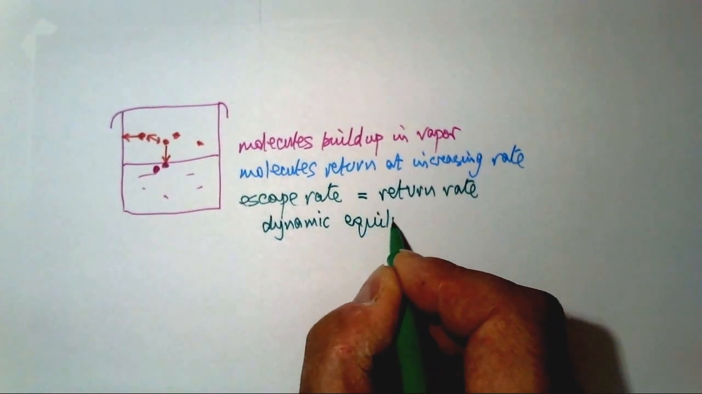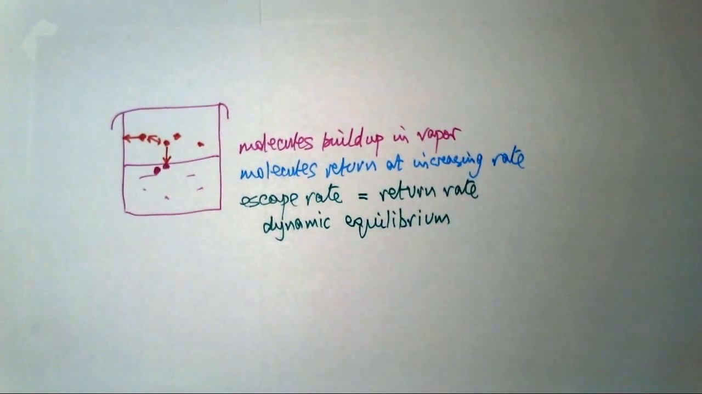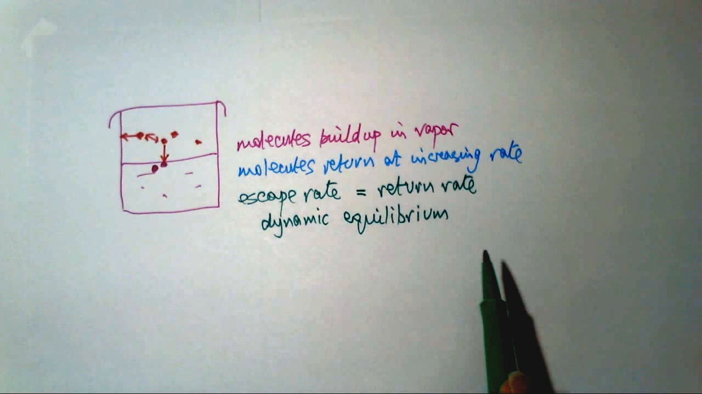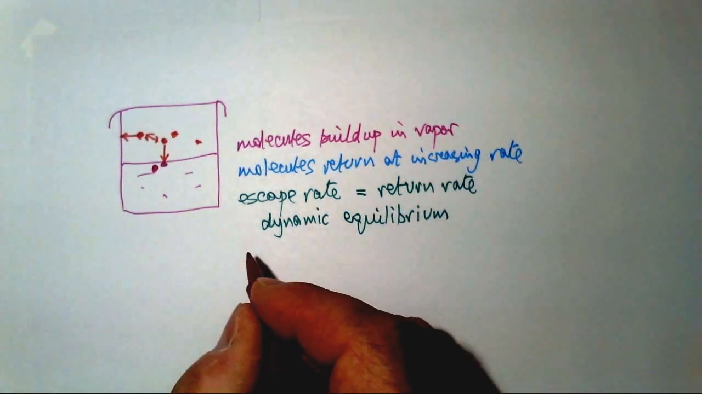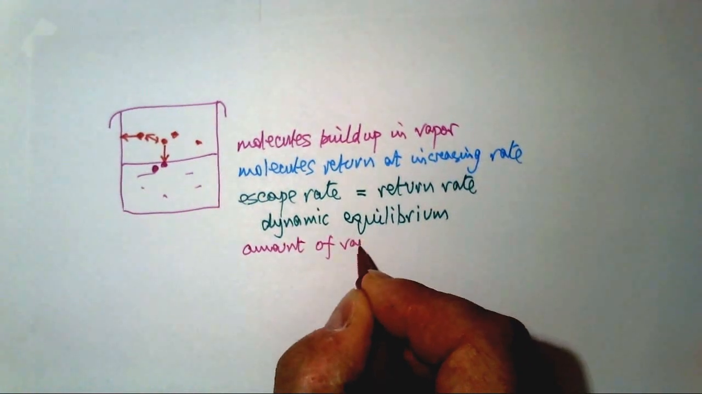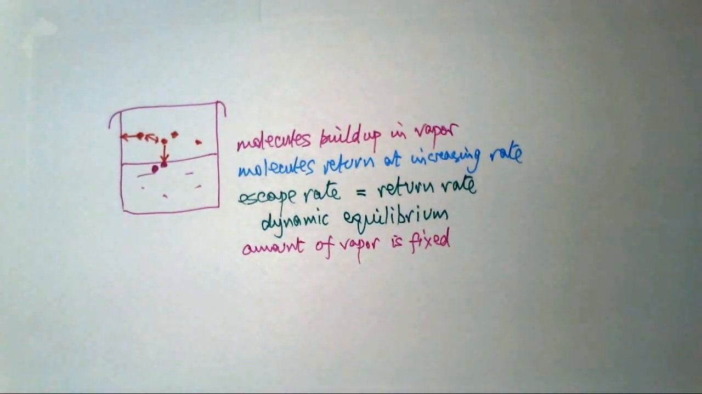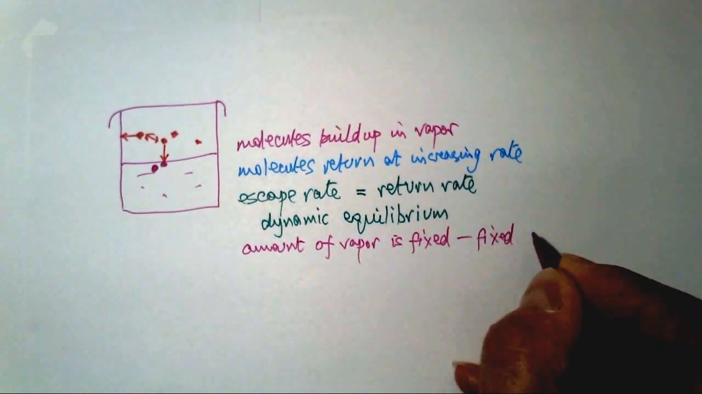And when that happens, we have what's called a dynamic equilibrium. I guess in English that means everything's happening but nothing's changing. So there are probably numerous everyday examples of that, like your paycheck or something. But anyway, dynamic equilibrium. And so what that means is that the amount of vapor is fixed, which means that it has a fixed pressure, because the amount is fixed.